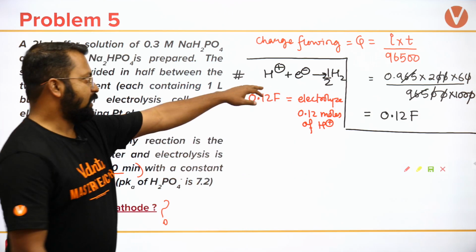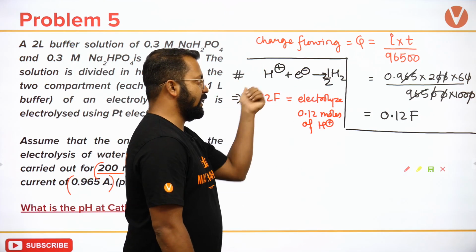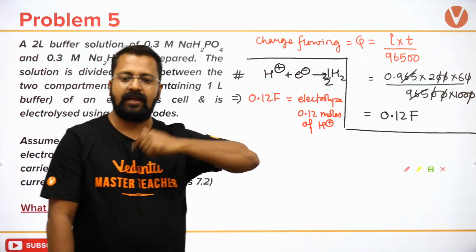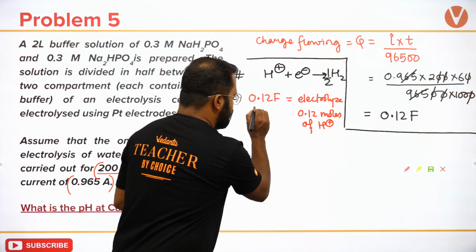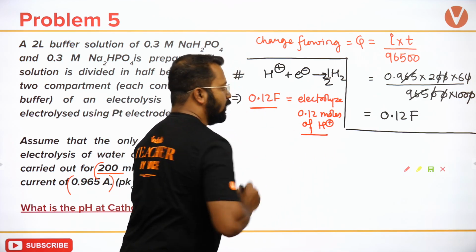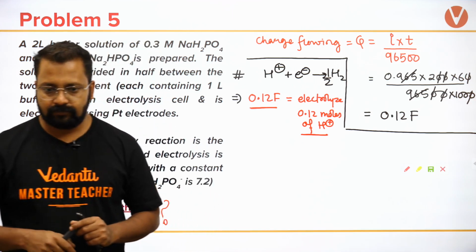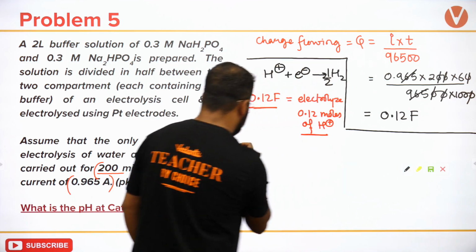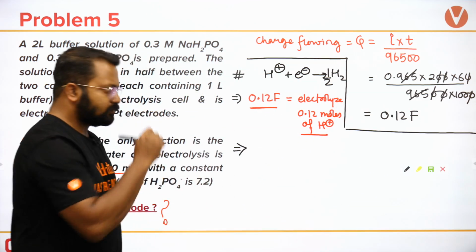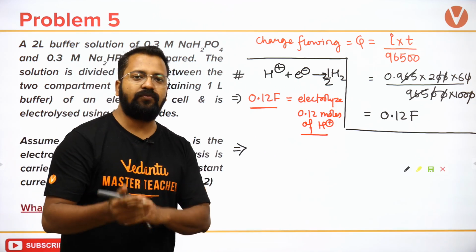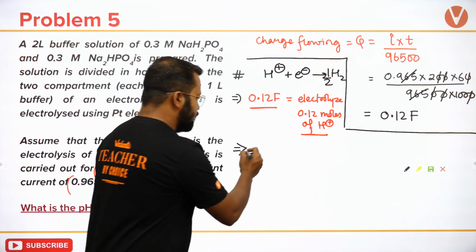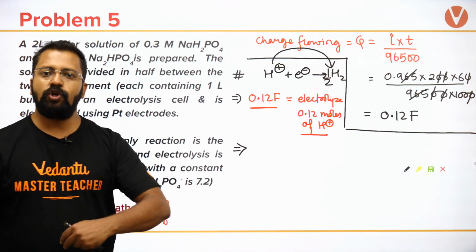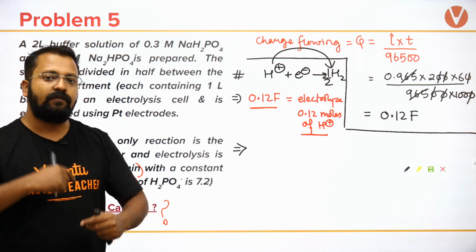0.12 Faraday will electrolyze 0.12 moles of H plus. Is this clear? देखिए H plus को हम electrolyze कर, H plus is being converted into hydrogen, so each H plus ion takes up one electron. So 0.12 Faraday will electrolyze 0.12 moles of H plus. Now if 0.12 moles of H plus is gone, 0.12 moles of H plus is getting converted into hydrogen.